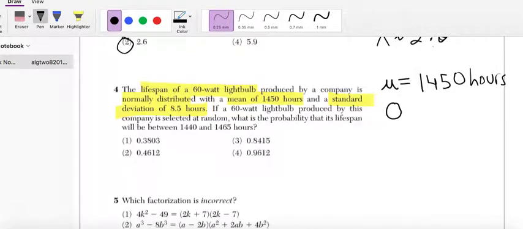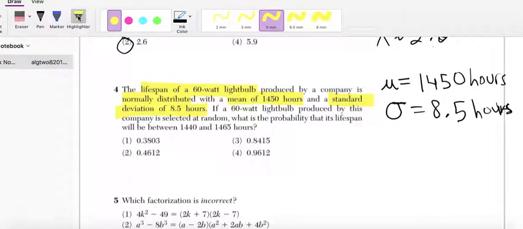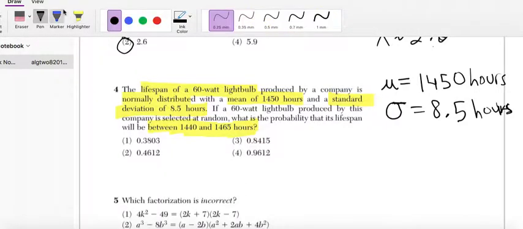So I'll just draw an O with a little line coming out of it, not like theta when you're measuring an angle, is equal to 8.5 hours. So if a 60-watt bulb produced by this company is selected at random, what's the probability that its lifespan is between these two intervals? So this is what we call the lower, or minimum, and the maximum, right? So I'll call the lower.